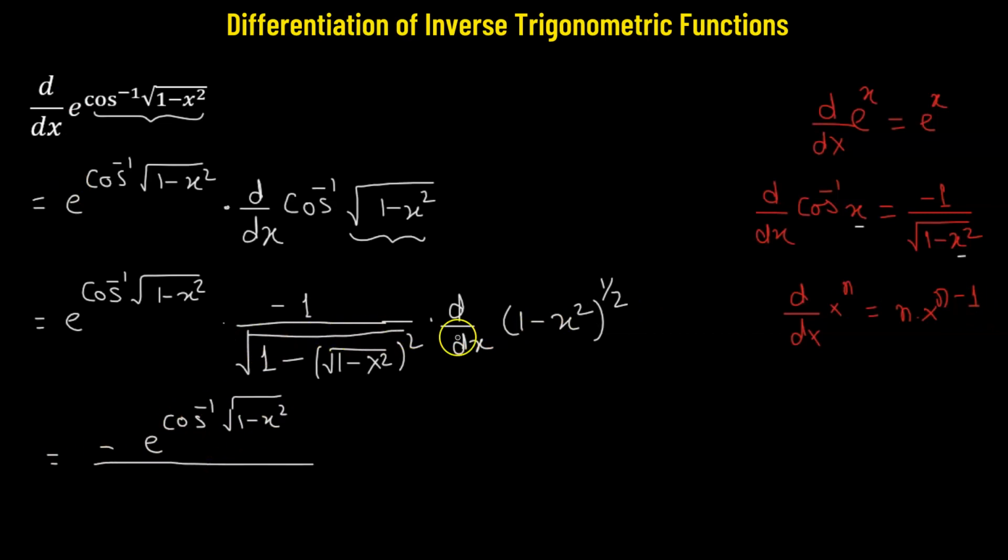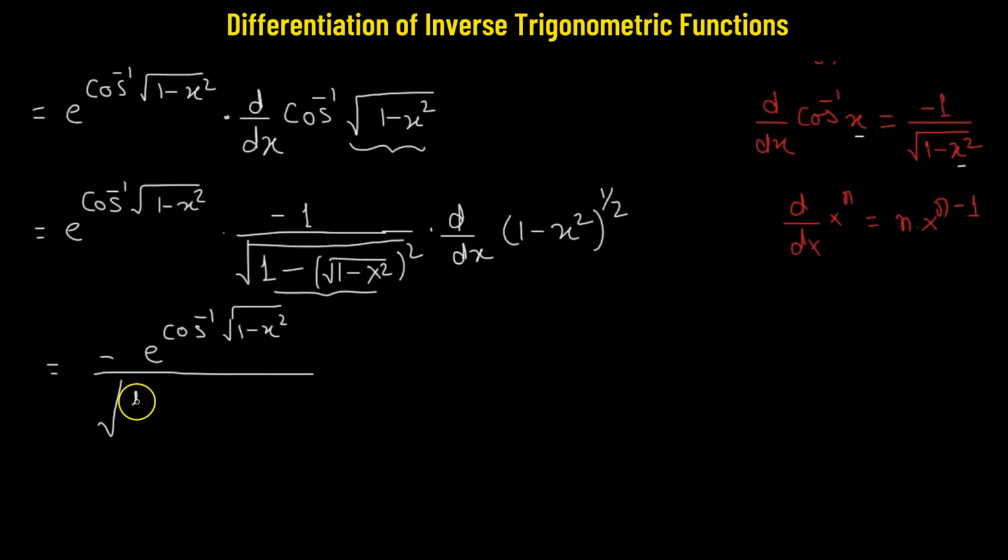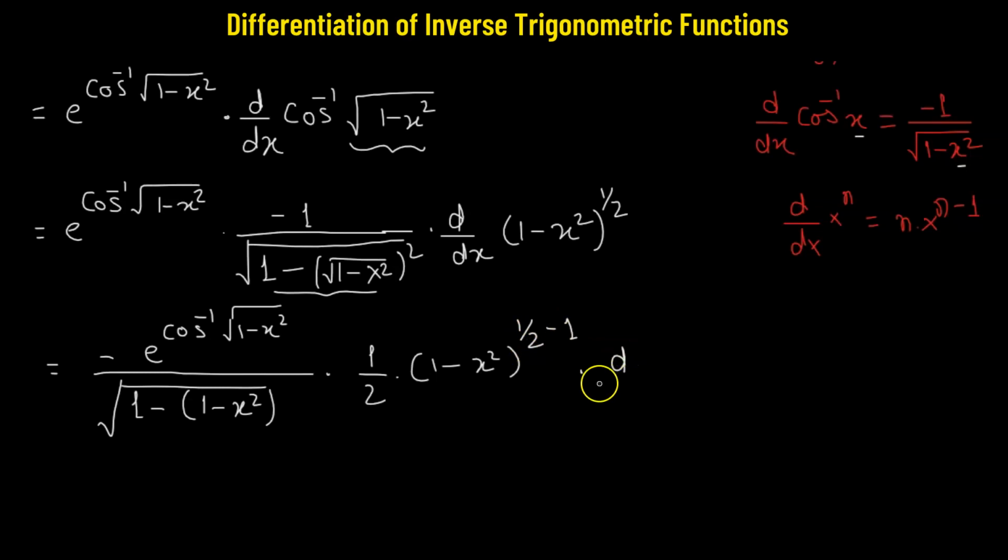Now before applying the power rule, we'll simplify this expression in the denominator. So this will be square root of 1 minus, so we have square root of 1 minus x squared, squared, so the square root will go away. So we have 1 minus x squared times, so let's apply the power rule. We have half times 1 minus x squared raised to the power of half minus 1. Now again we need to apply the chain rule, so we will take the derivative of 1 minus x squared.